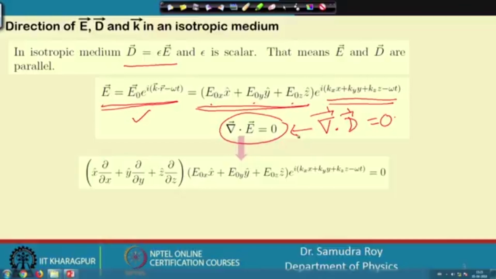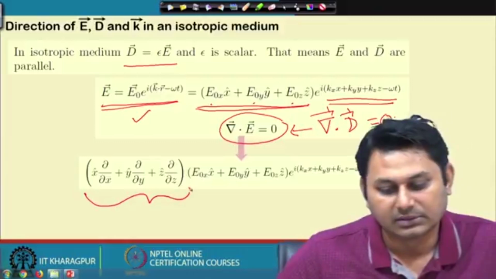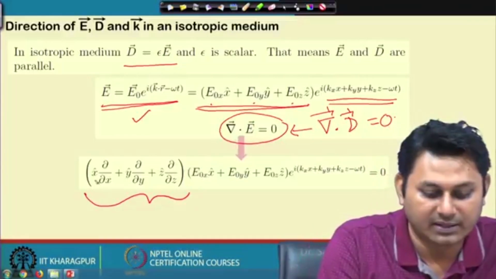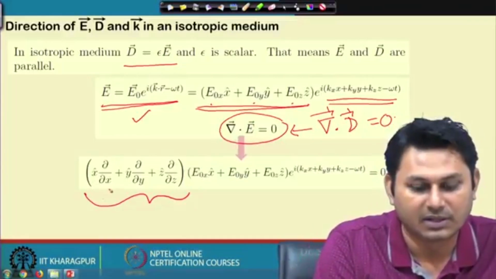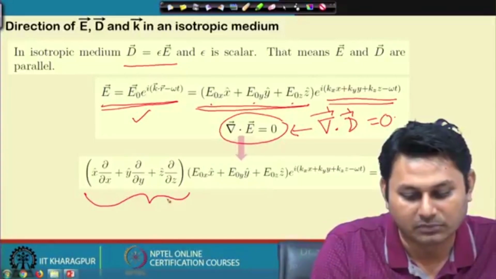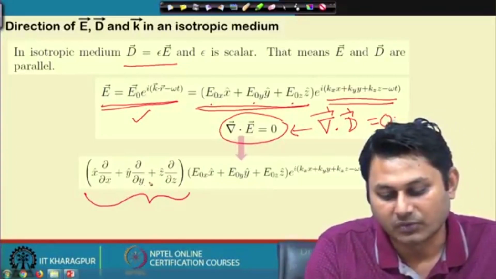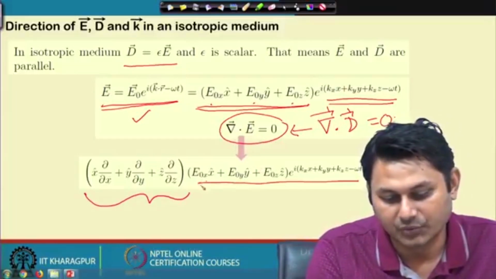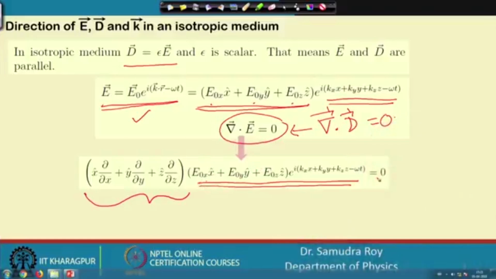Now, if grad dot E is 0, then I can expand this grad operator in this way. We know that this is the unit vector x, this is the vector operator. So, the operator is in this particular form. It is going to operate over this entire E, which is equal to 0. So, this d/dx, there should be a dot sign somewhere.